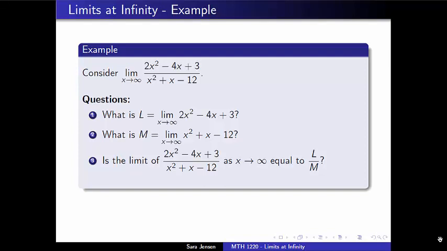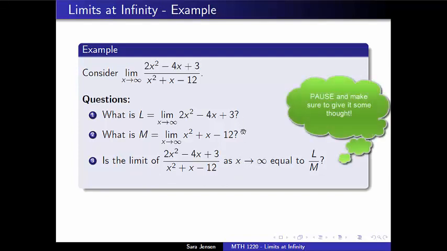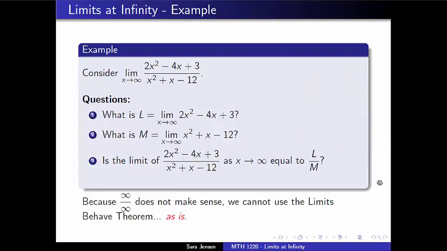So the first is, if I take the limit of just the numerator of that rational function as x is approaching infinity, what value do I get? Similarly, I could examine the limit as x is approaching infinity of just the denominator of that rational function. And then what we want to do is ask the question, if I'm looking at the limit of the rational function as x is approaching infinity, is that equal to the individual limits divided? So think about that for one moment, and the answer is no.